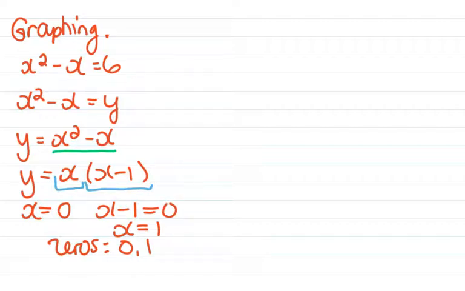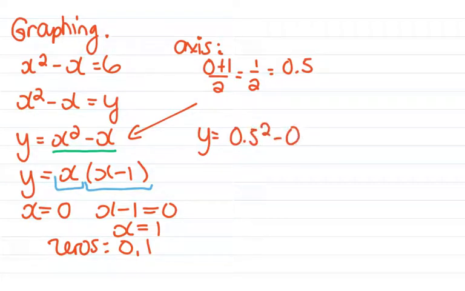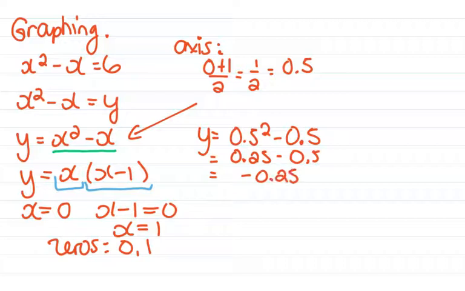So the axis of symmetry is halfway between the zeros. So I would add them and divide by 2, find the average. 0 plus 1 divided by 2 would be 1/2, which we could call 0.5. Plug that back into this equation here. So y equals 0.5 squared minus 0.5. 0.5 squared is 0.25, minus 0.5 is negative 0.25. So my vertex is 0.5, comma, negative 0.25.